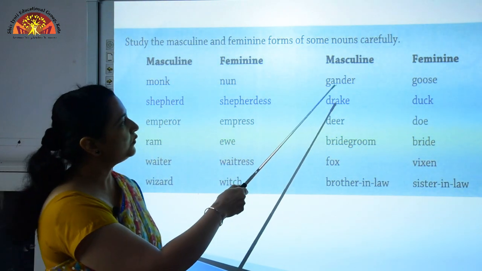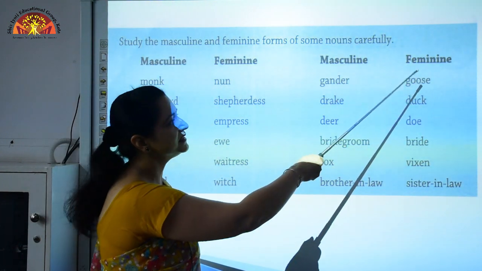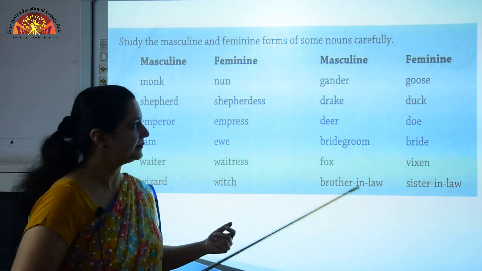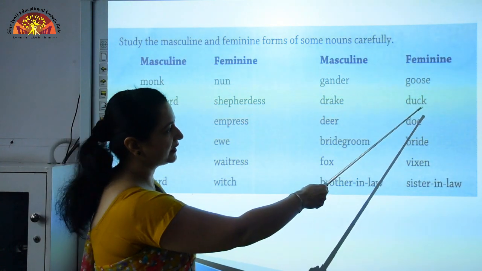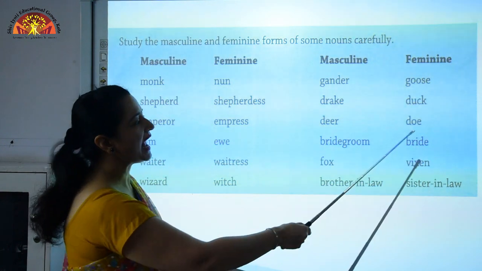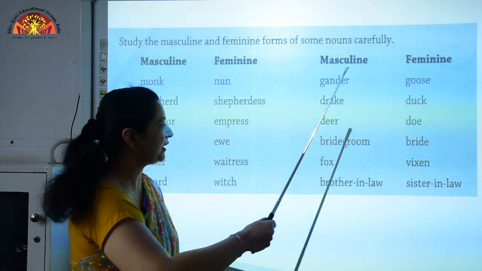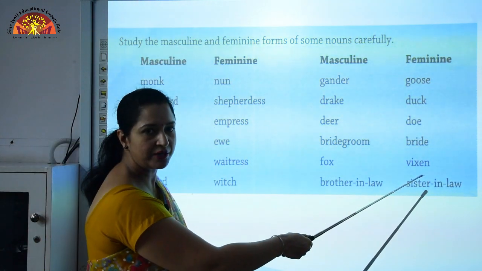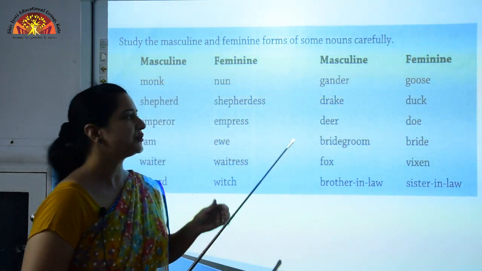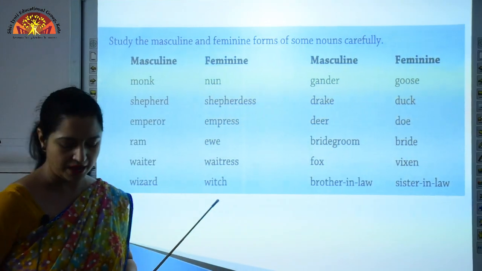Okay. Now moving further, gander. And what is the feminine of gander? It is goose. Now what is goose and gander? It is a kind of large water bird. Okay. Drake and duck. Okay. Deer and doe. Bridegroom and bride. Here what is bridegroom? Dulha, and bride is dulhan. Okay. Fox, and what is the feminine of fox? Vixen. Brother-in-law and sister-in-law. Okay. So these all are masculine and these all are feminine of a noun.